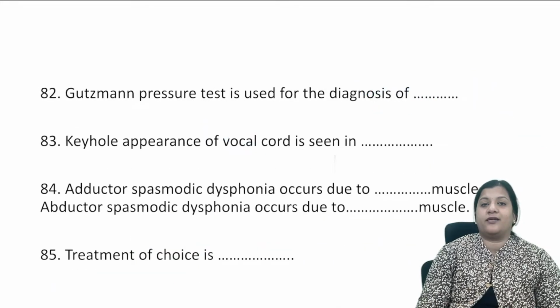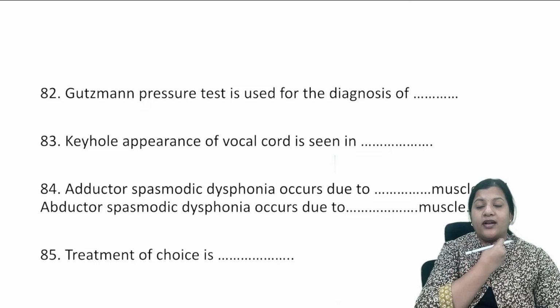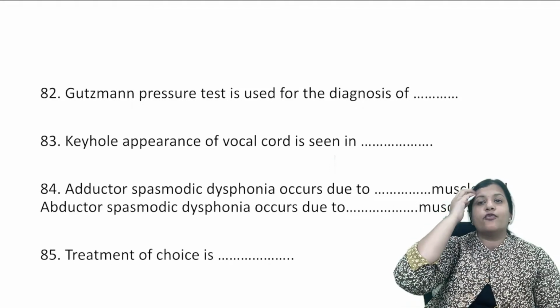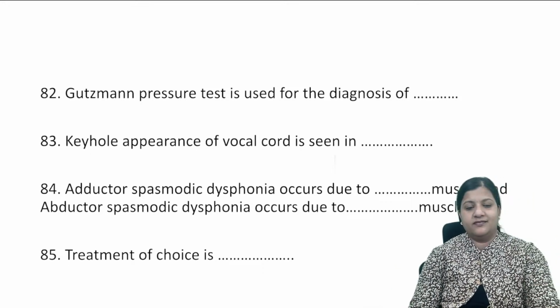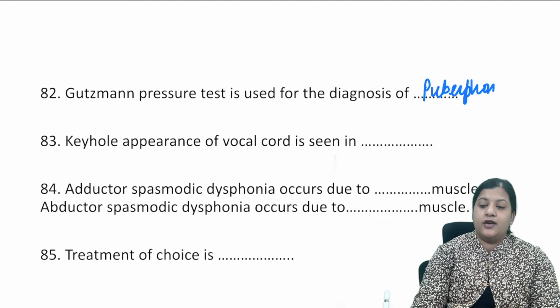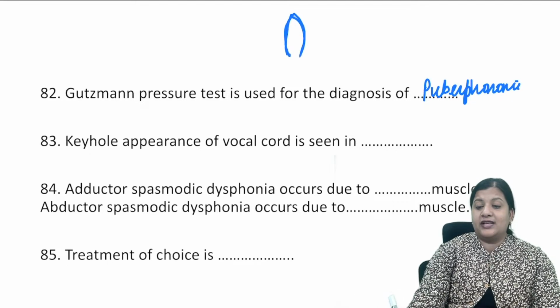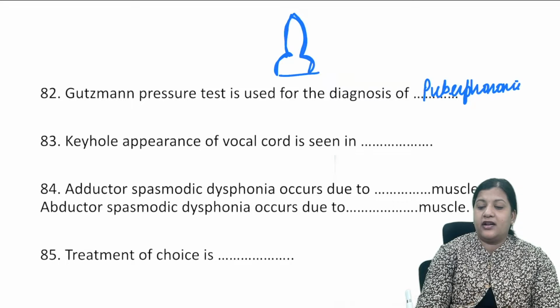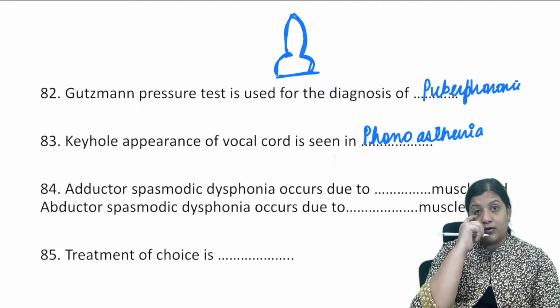400 nanometer. Gutzmann pressure test is a test where we give compression on the thyroid cartilage and ask the patient to speak and look for any improvement in the voice. It is used in which condition? It is used in the diagnosis of puberphonia. Very good. Keyhole appearance of the vocal cord, where there is weakness of the thyroarytenoid and weakness of the interarytenoid, gives this appearance. We call it keyhole appearance. It is seen in phonoasthenia.